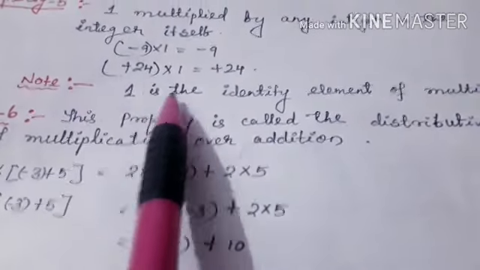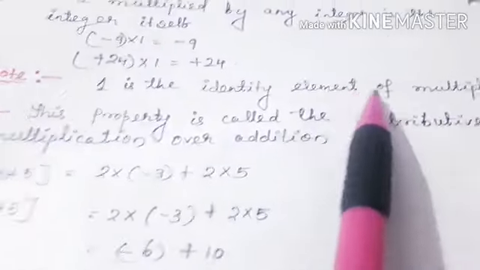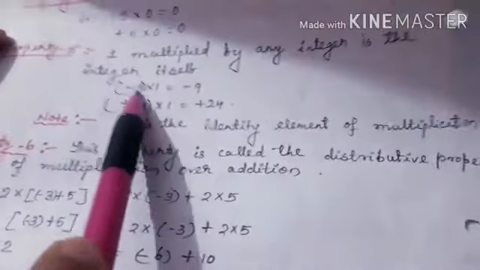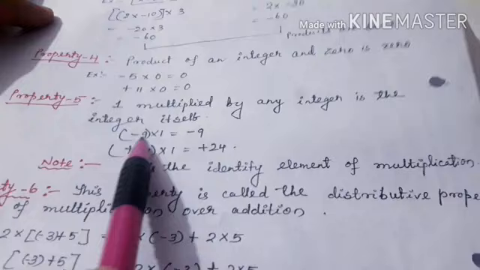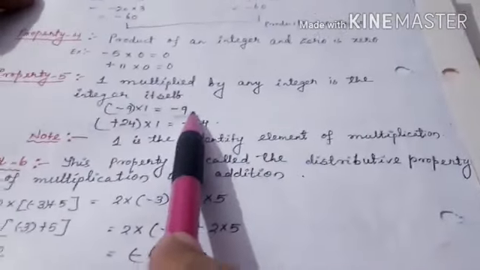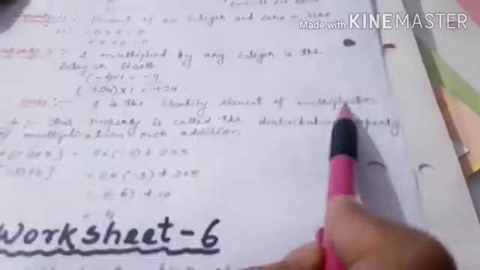Here one note: 1 is the identity element of multiplication. In the previous class I told you 0 is the identity element of addition, because it will not change the value. That means when you multiply by 1, its value remains the same. The number itself we will get as the answer. That's why 1 is called the identity element of multiplication.